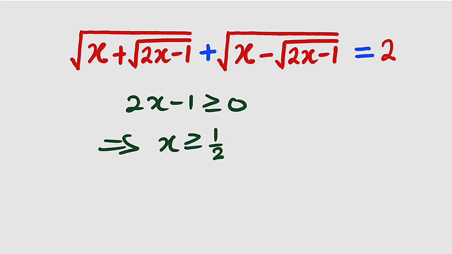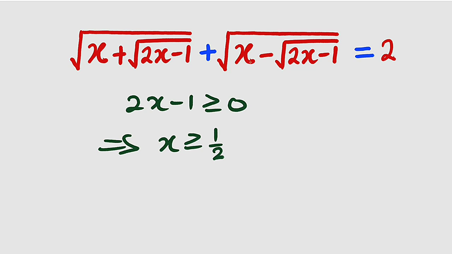And you can choose other values greater than 1 over 2, like 5. 5 times 2 is 10, and 10 minus 1 is 9. Square root of 9 is 3. So if this is 5, we have 5 plus 3, which is 8. You see, it will satisfy. So what about this one?